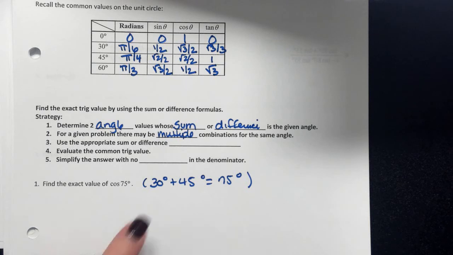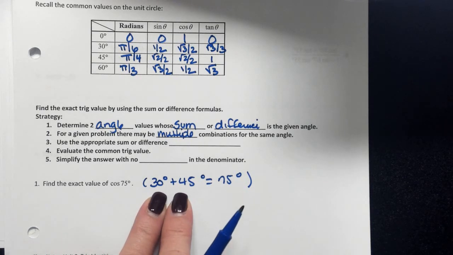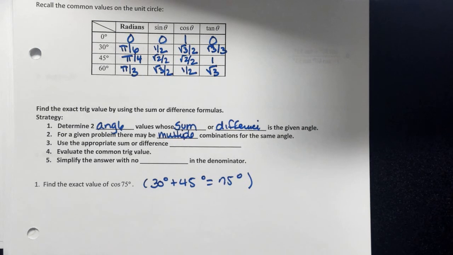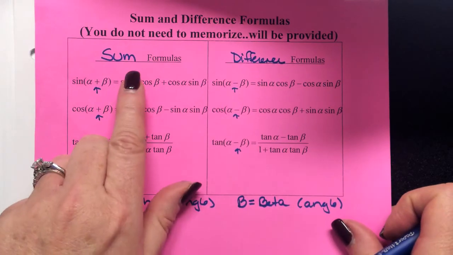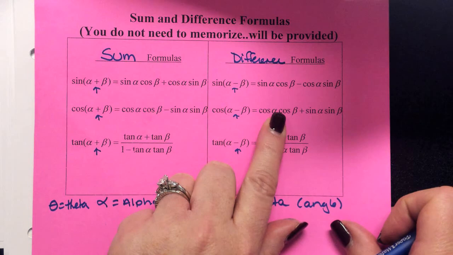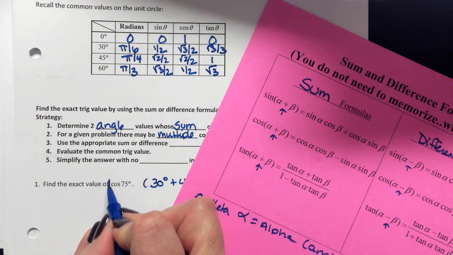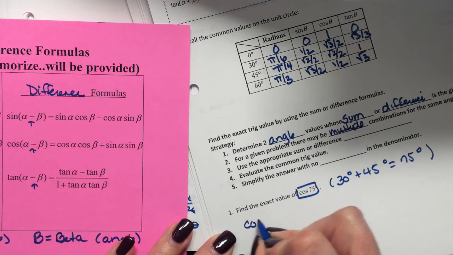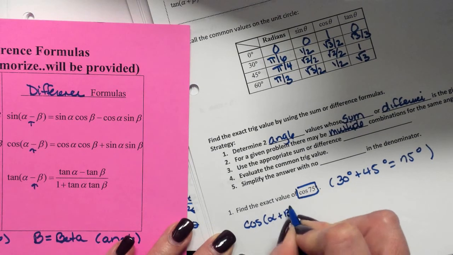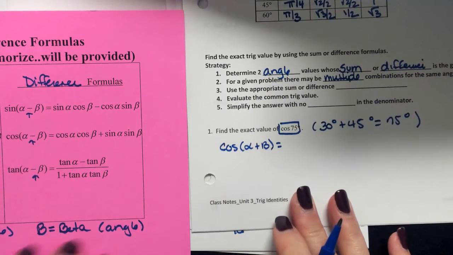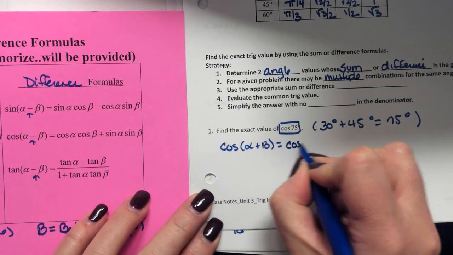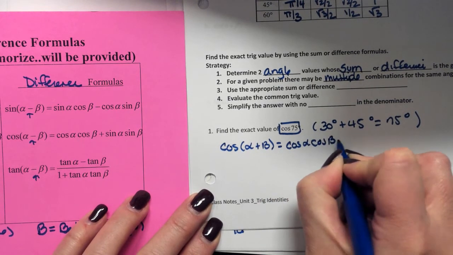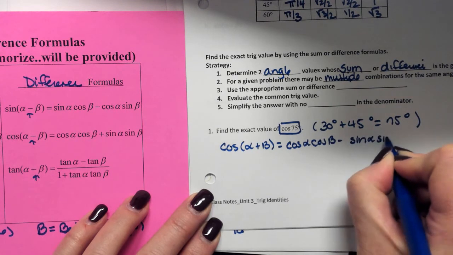So am I adding these two angles together or am I subtracting? Adding. So on your pink formula sheet, which column do you think you're going to look in? Are we going to look in the sum or the difference? Sum. Now I want to find the cosine of 75 degrees. So I'm going to look at the cosine sum formula. I'm just copying this right from my pink sheet. The cosine of alpha plus beta is cosine alpha, cosine beta, minus sine alpha, sine beta.